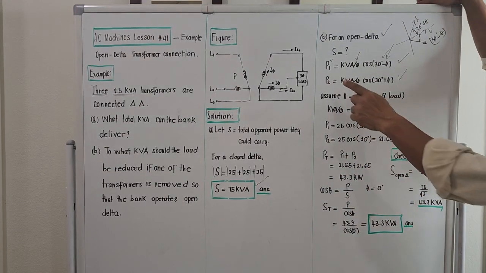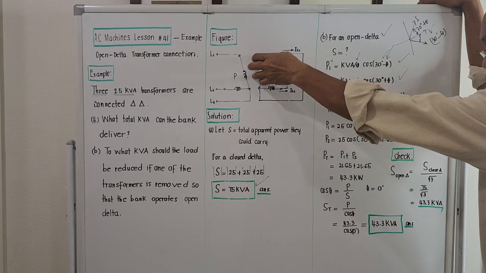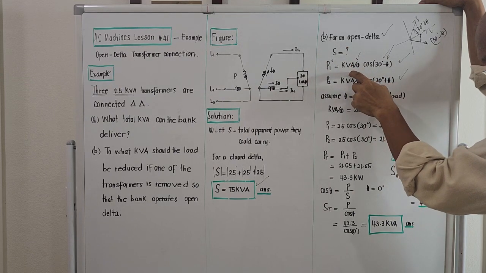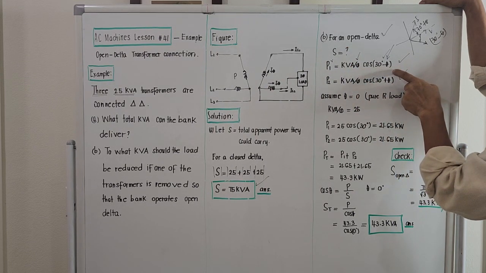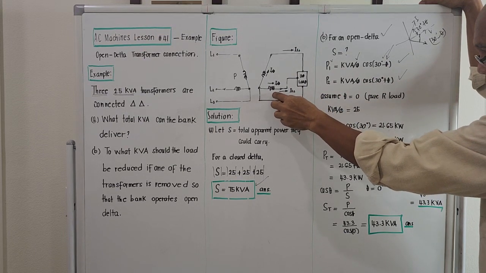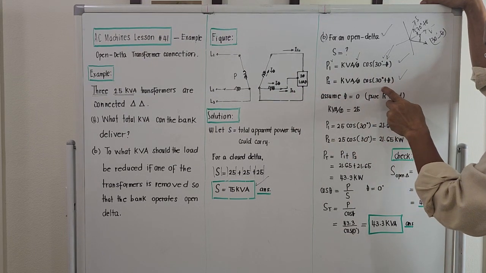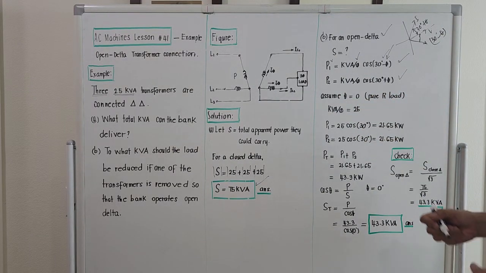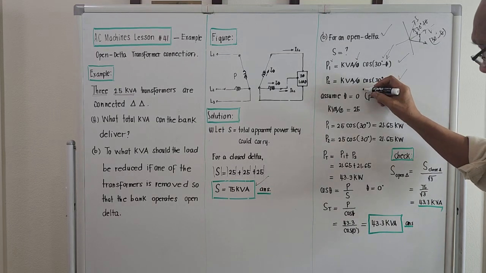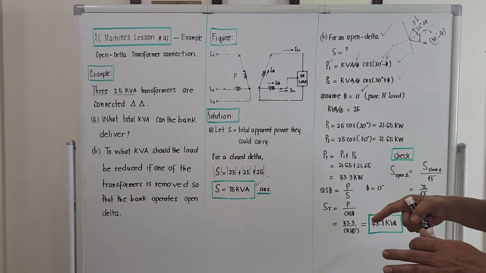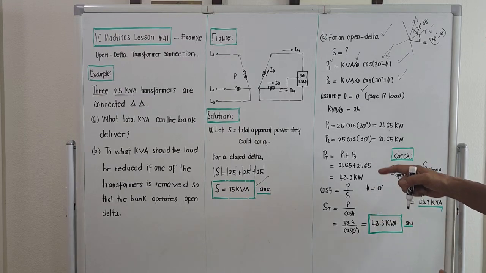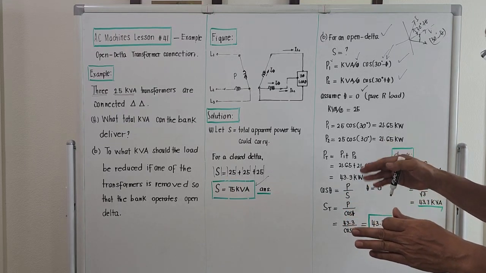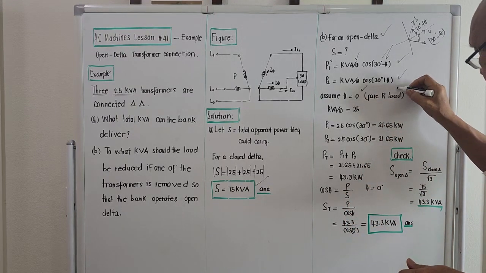For winding number 1, the total apparent power that could be carried by it was kVA per phase times the cosine of 30 degrees minus theta. For transformer winding number 2, it should be kVA per phase times the cosine of 30 degrees plus theta. Since the power factor of the load is not given, we assume theta to be equal to 0 degrees. That's the simplest assumption we could do. You can assume any value, it doesn't matter, but the simplest is theta equal to 0 degrees, meaning the load will be a pure resistance load.